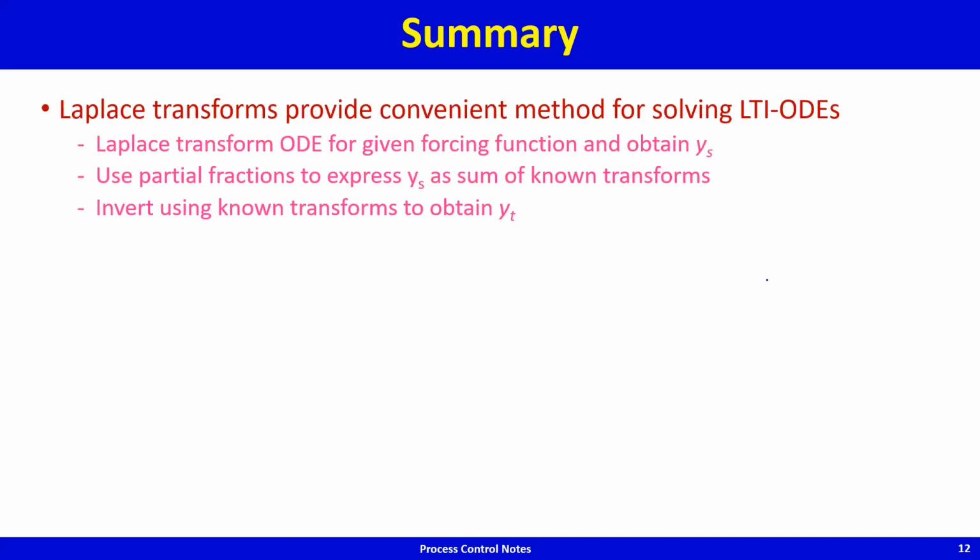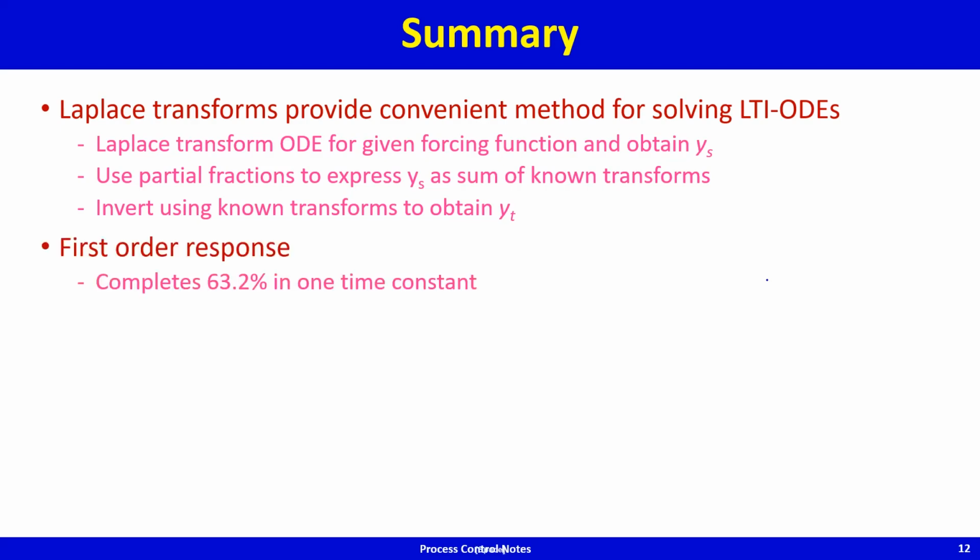So in summary, what we have seen is that Laplace transforms provide a convenient method for solving linear time invariant ODEs. And how we do that is we first Laplace transform the ODE for a given forcing function and obtain y of s. Then we use partial fractions to express y of s as a sum of known transforms, and since we know the time functions from which these transforms are coming, we invert using these known transforms to obtain y of t. We looked at in detail the first order response. The key takeaway is it completes 63.2% in one time constant.